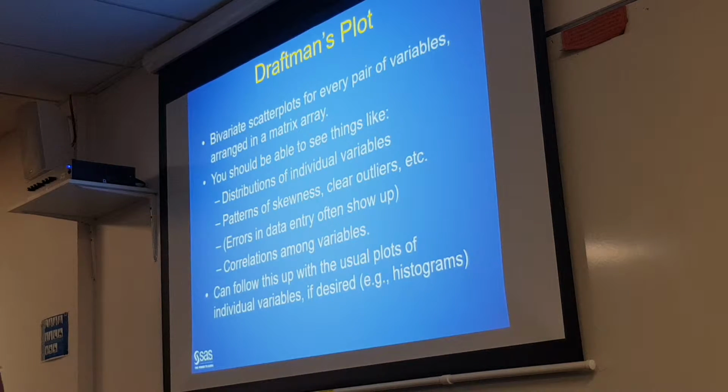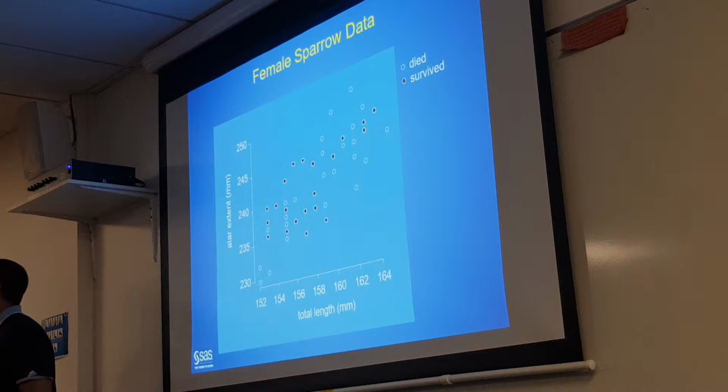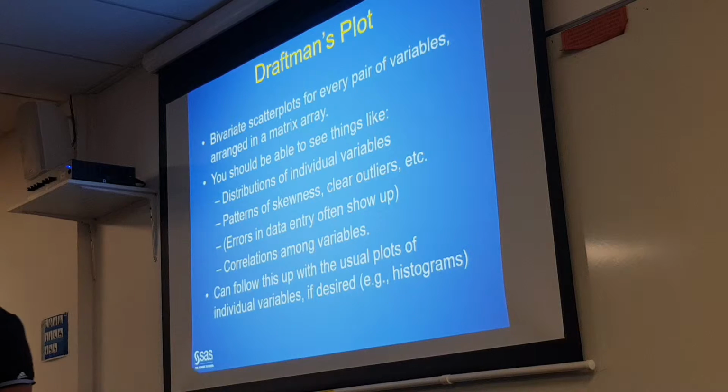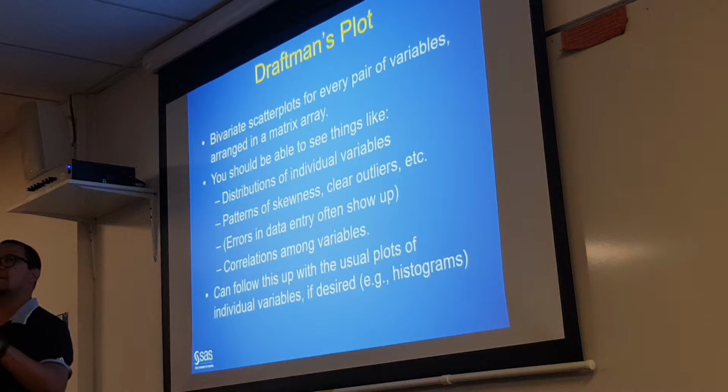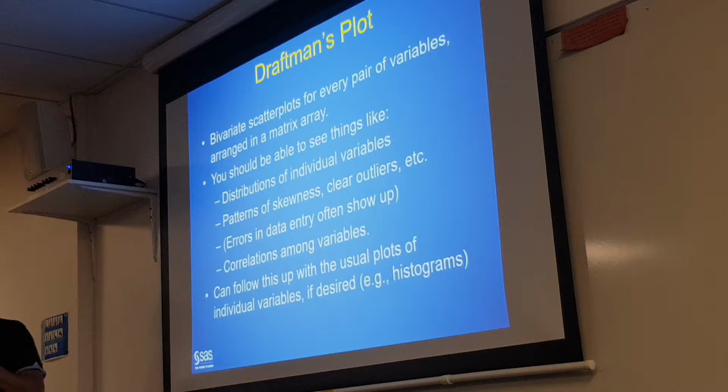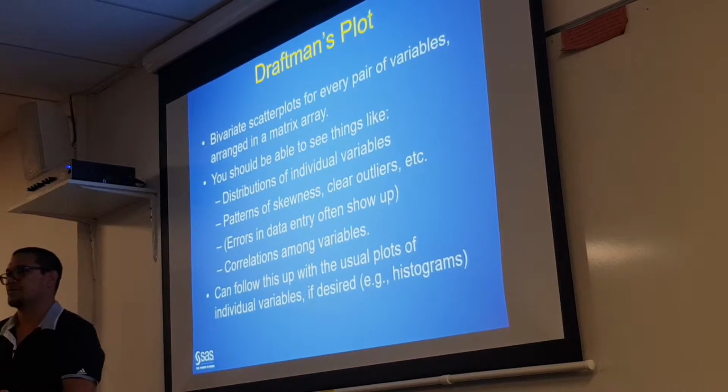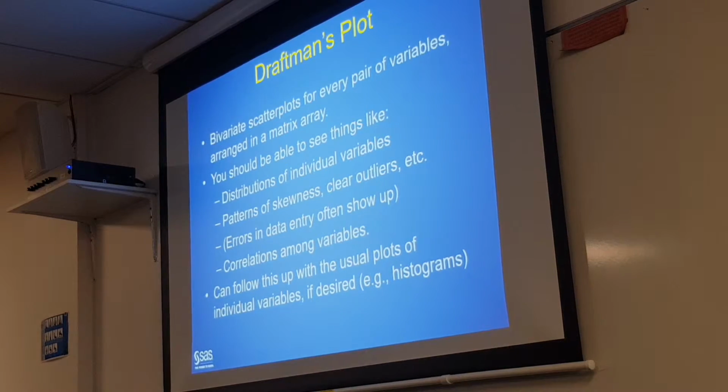Oh, not quite. So this is a scatter plot for two variables. If you've got lots of variables, but not too many, you can do something called a draftsman's plot. And this is very useful, actually. This is basically just like a covariance matrix, but instead of just telling you the variance and the covariance, you actually plot the data for every pair of variables. So a draftsman's plot is a bivariate scatter plot for every pair of variables arranged in a matrix. So it looks something like this.